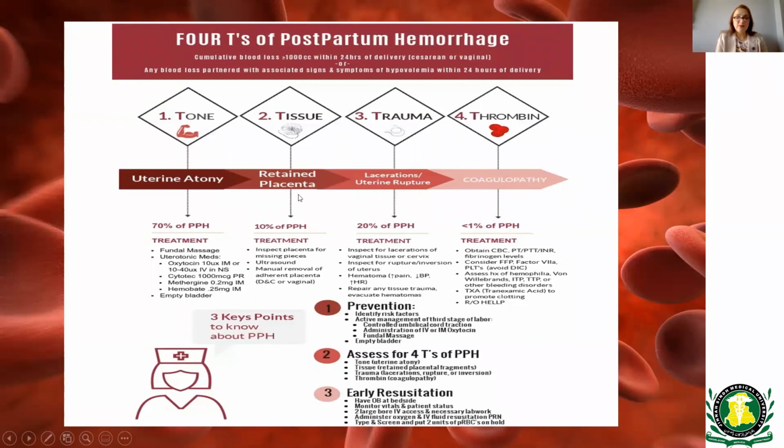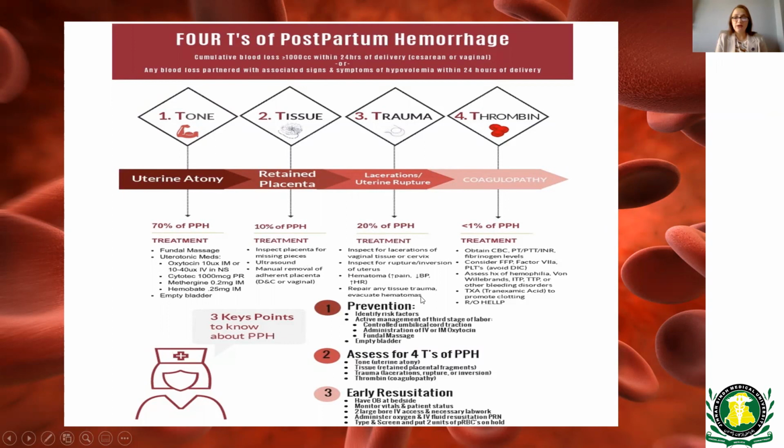If it is a retained placenta or a tissue problem, inspect the placenta for missing pieces. So the placenta which has already been removed, open that, check, put your hand and see if it is smooth. If it feels that there is a cotyledon missing, go back, do the ultrasound and manually remove the placenta. If it is a laceration or rupture, that's 20% of PPH. It's very, very common actually.